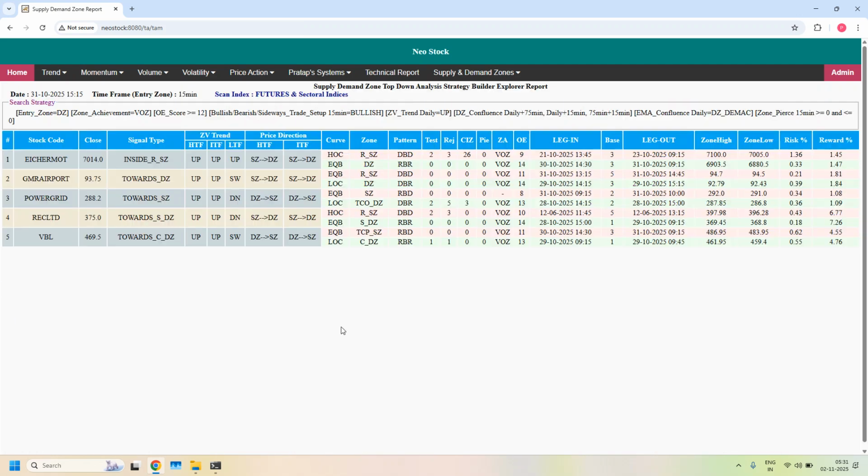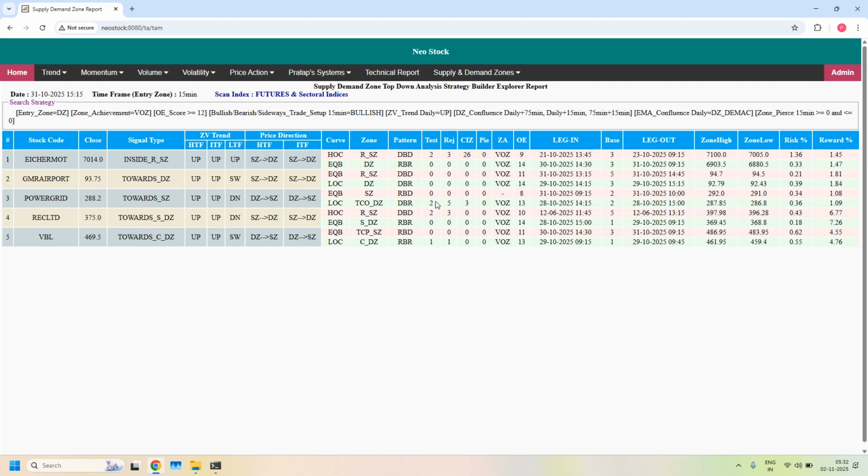So we got 5 stocks. In all the 5 stocks, these 15 minute demand zones might have a higher probability to succeed, provided less than 20 checklist items are satisfied, then only you should plan the trades. Otherwise, higher chances of zone violation. Okay, this is a bullish trade setup for daily income trade.